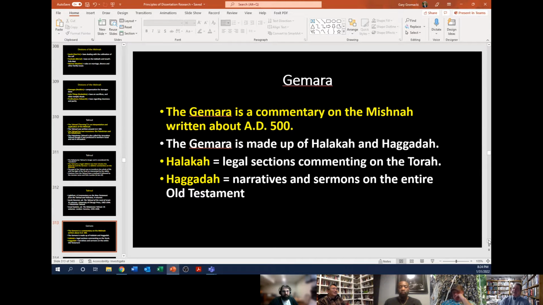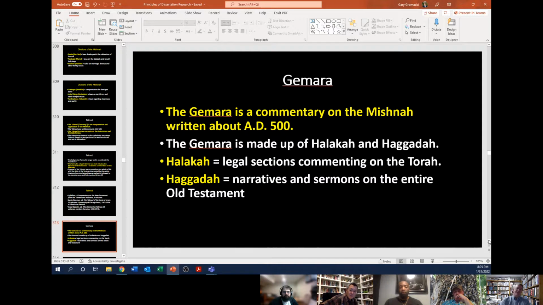Gemara, the commentary on the Mishnah, was written about 500. So he said Mishnah plus Gemara is Talmud. The Gemara is made up of what we call Halakha and Haggadah. Halakha is the legal section commenting on the Torah, the laws. The Haggadah is talking about the narratives.